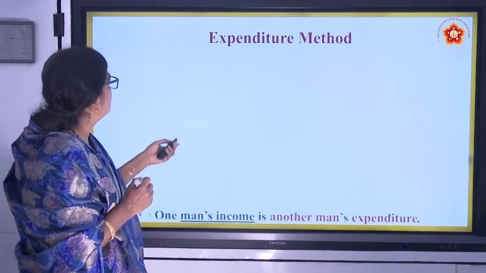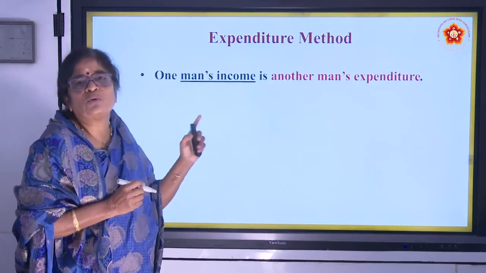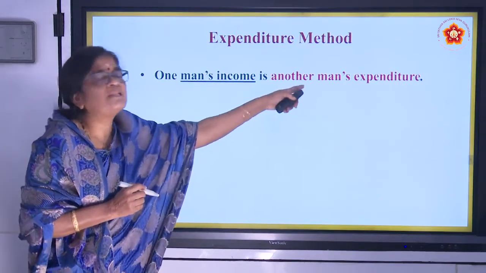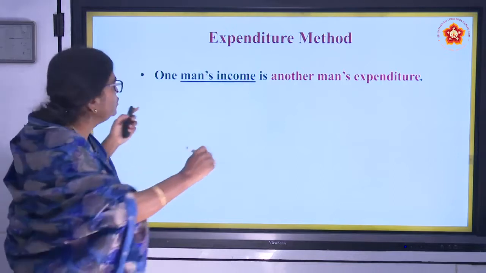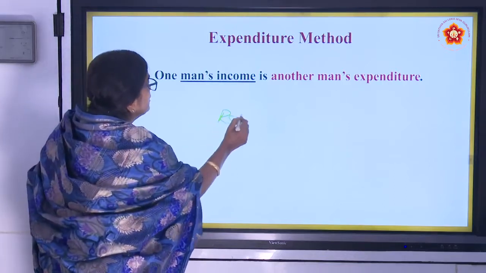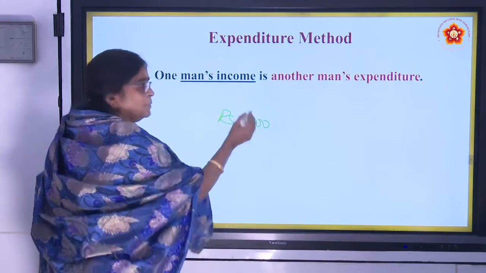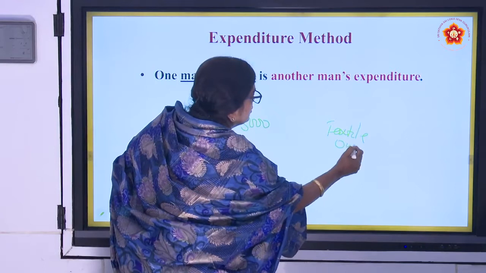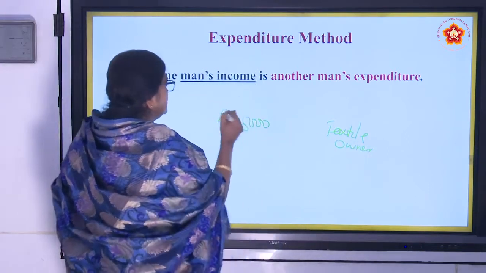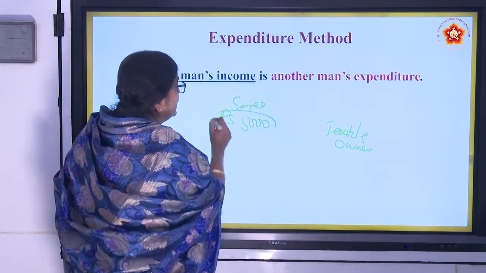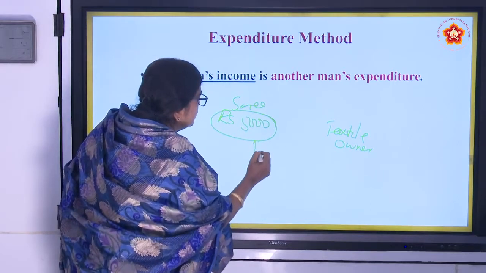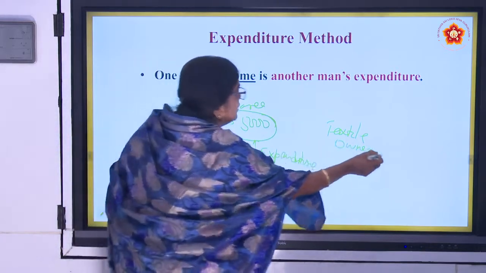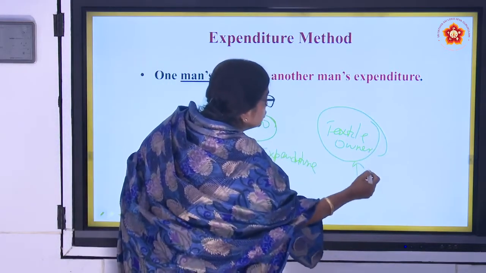Next, here we have to notice in the expenditure method, very important: one man's income is another man's expenditure. For instance, I'm going to buy a sari worth rupees 5,000 from a textile industry, or a textile owner. For me, this 5,000 is what? For me, this is expenditure. But for the textile owner, what is this rupees 5,000?